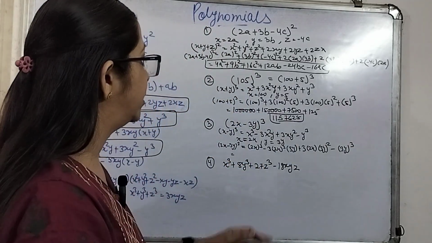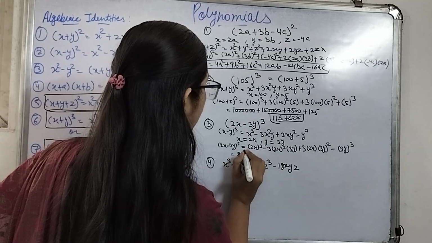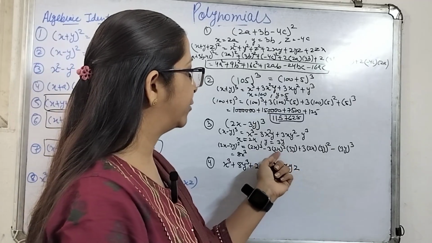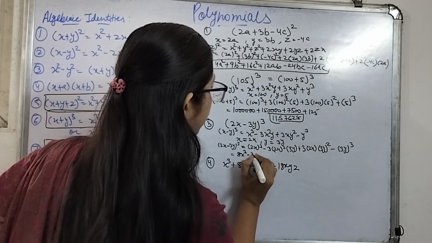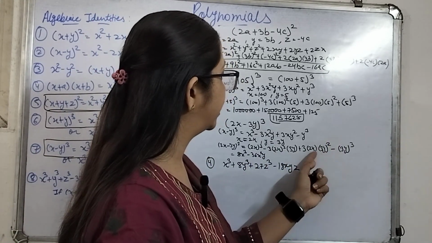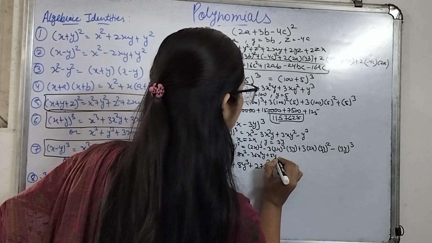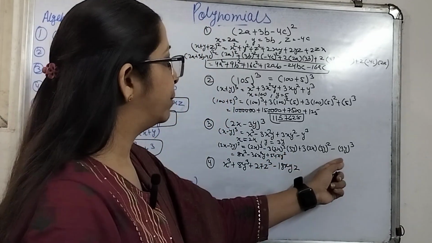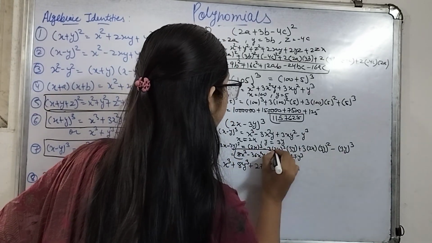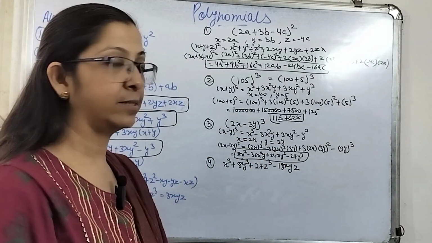If we solve it further, 2x cube means 2 cube will be 8, so it will be 8x cube. Here square of 2 is 4, and 3 and 3, 4 9s are 36, minus 36x square y. Then 3 3s are 9, 9 3s are 27, 27 into 2 will be 54, 54xy square, minus 3 cube will be 27y cube. This will be the expansion of the given question, that is, 2x minus 3y whole cube can be written as this.